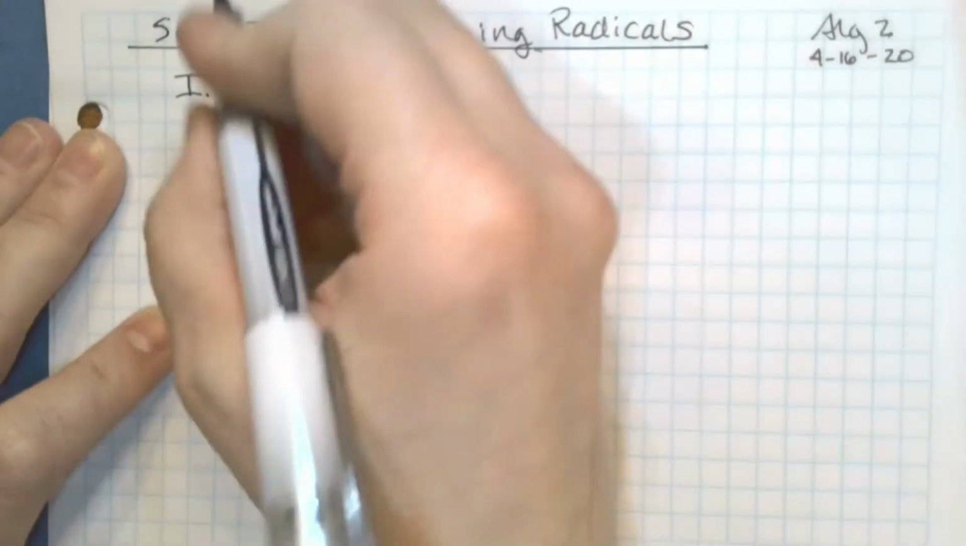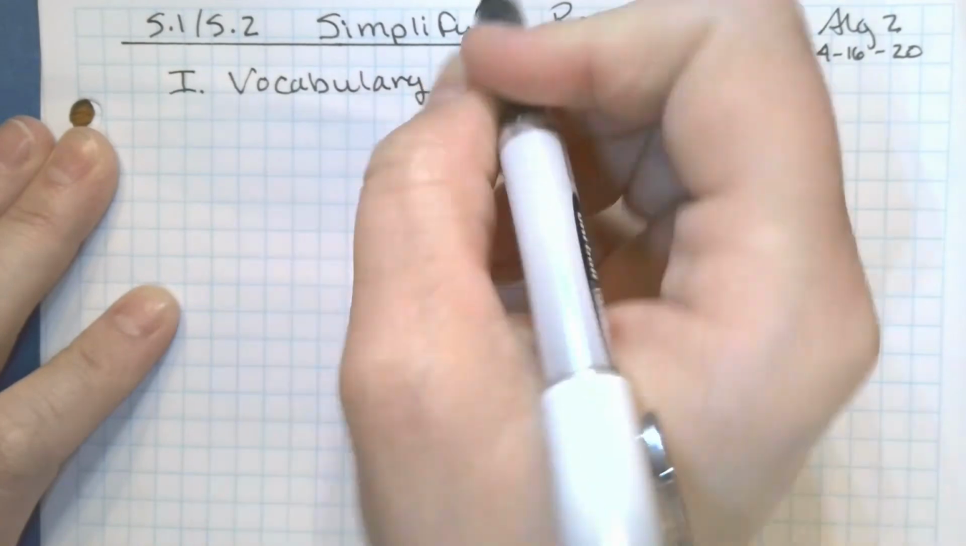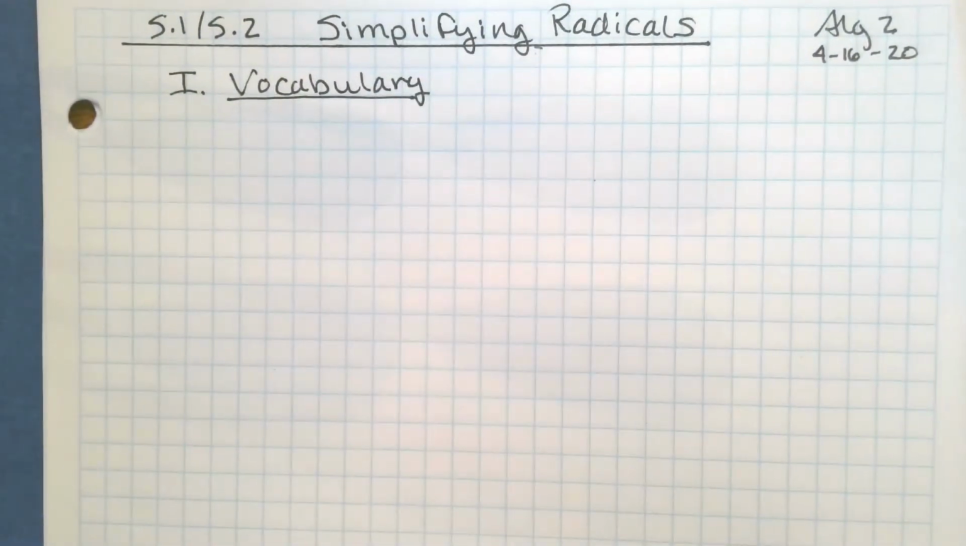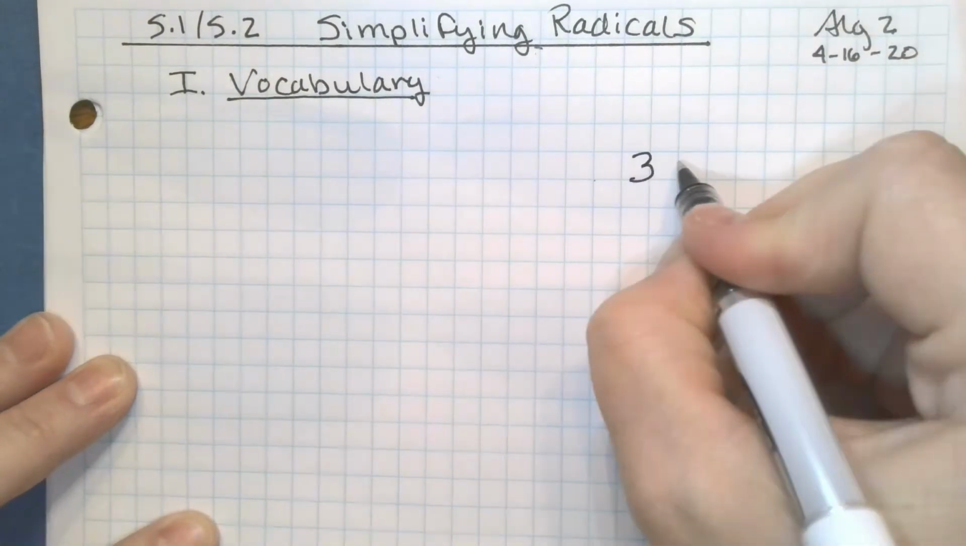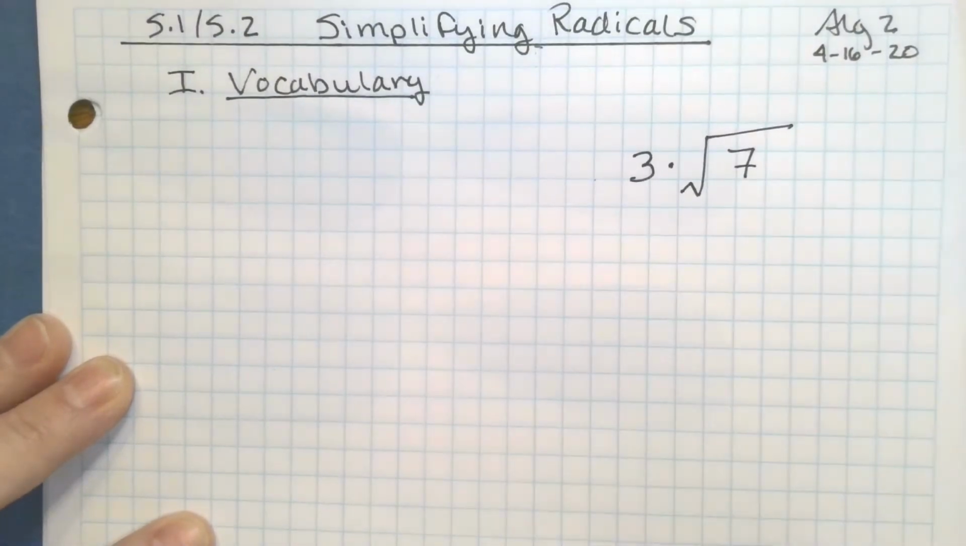Okay, Roman numeral 1, we're going to start with some vocabulary. Remember, too, that with a recording, you can always pause the recording if you fall behind to fill in the notes. All right, over here, we're going to put kind of a big 3, radical 7.